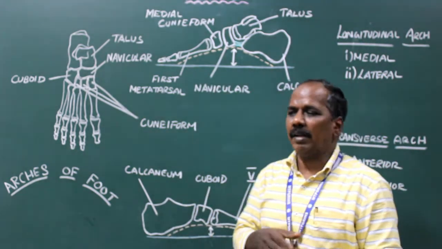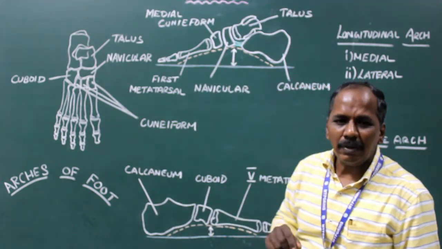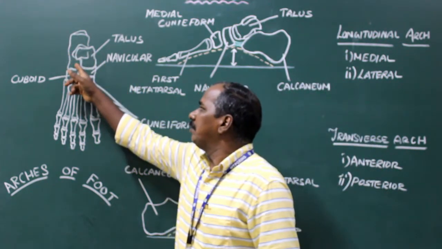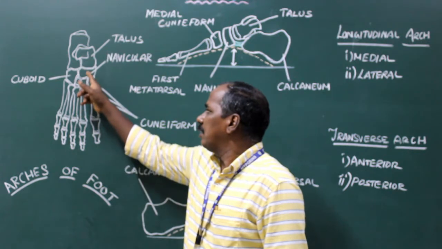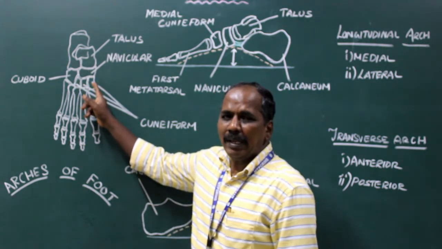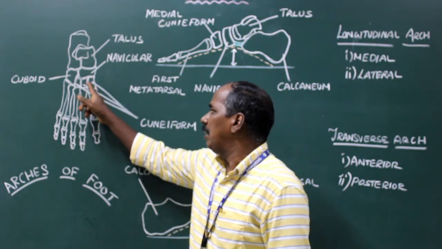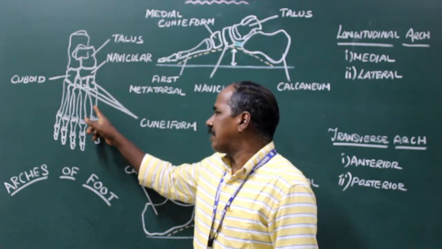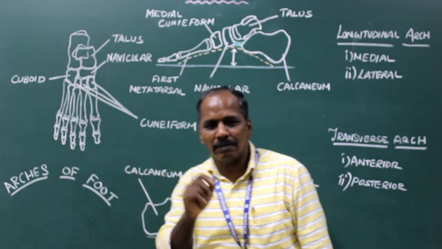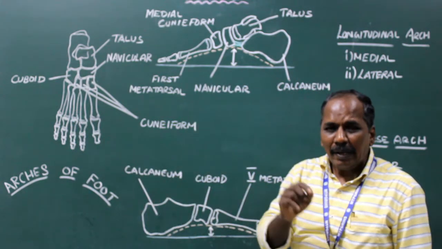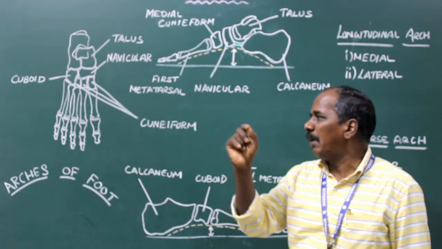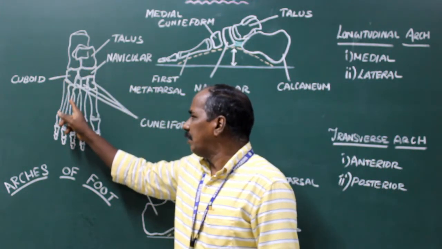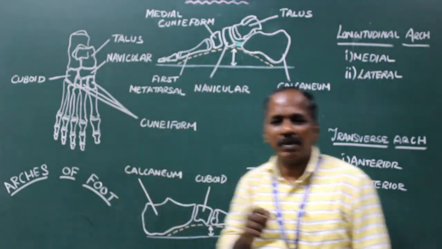Medial longitudinal arch. The medial longitudinal arch is formed by calcaneum, talus, navicular, three cuneiform, that is medial, intermediate and lateral cuneiform bones, and first, second and third metatarsal bones. The lateral longitudinal arch is formed by calcaneum, cuboid, fourth and fifth metatarsal bones.